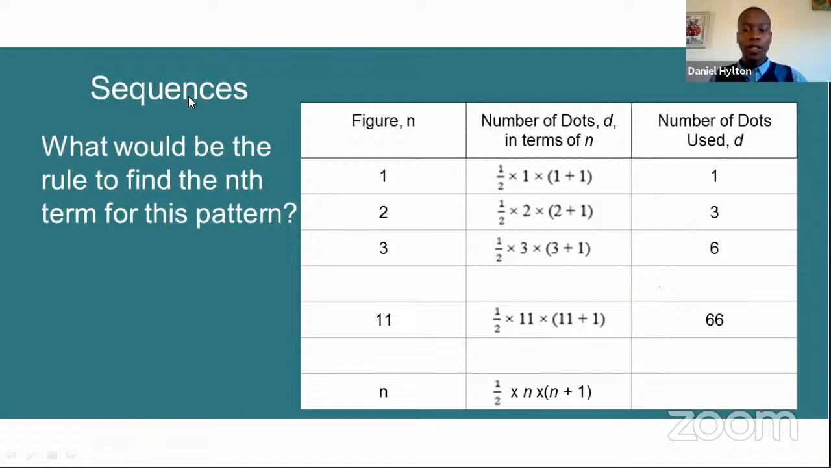All right, so simplifying this expression, a half multiplied by n multiplied by n plus 1, we would have a half into n squared plus n. I don't think you guys are able to type it in the chat, so it's displayed on the screen right here. So it's a half into n squared plus n.